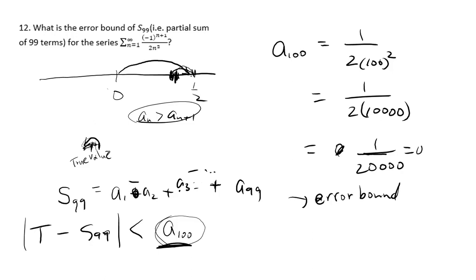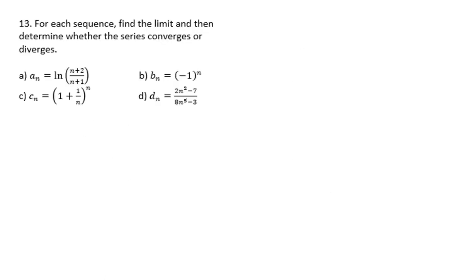If you want decimals, this will be 0.00000, let's see, 10,000, 05. Okay, so that will be the error. That means if you compute this summation to the 99th term, then you can be sure that the 4 decimal digits are correct. Okay, so that's your error bound.